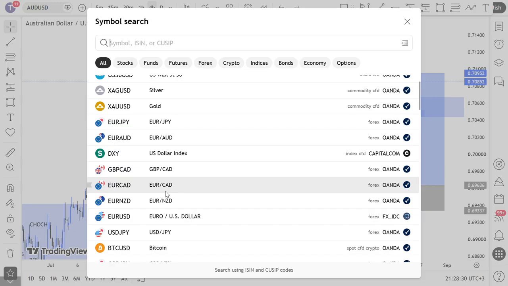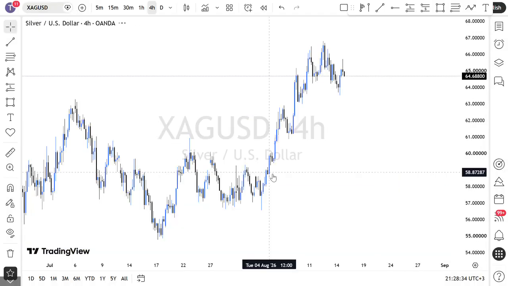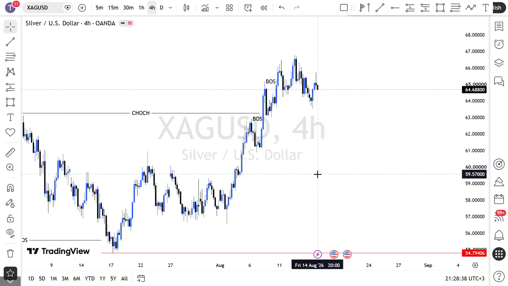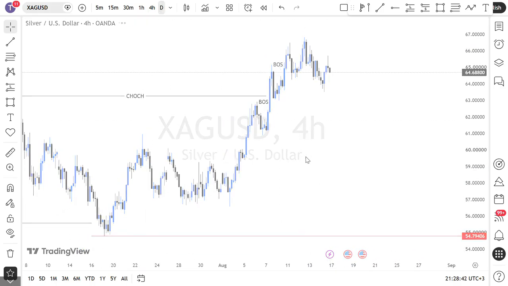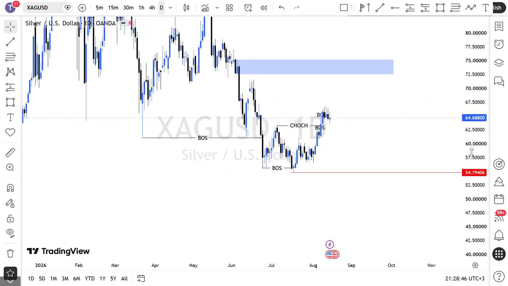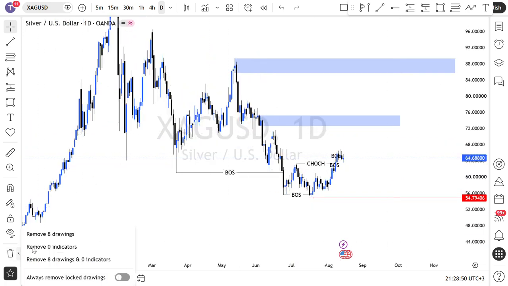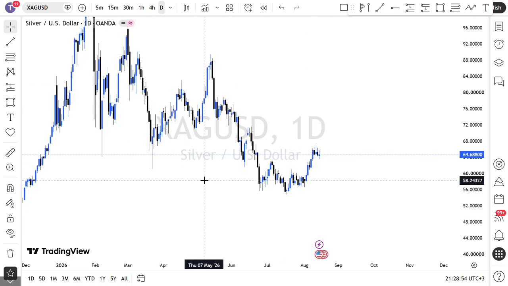AUDUSD. So we have silver as our next pair today. So on silver, we have been bullish for the past 1 week or 2 weeks. On silver, if we come back into the daily time frame and we try to clear everything, we can see that price has been bearish to the downside in the daily time frame.